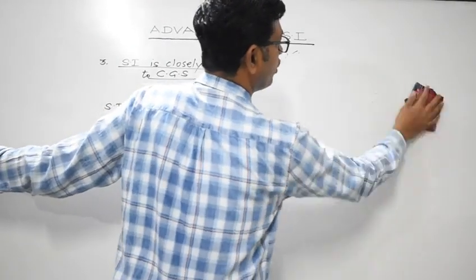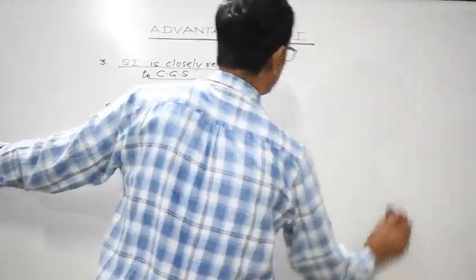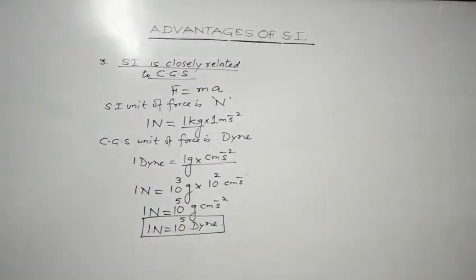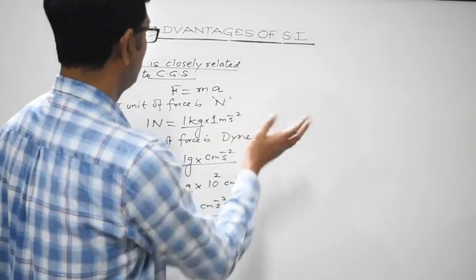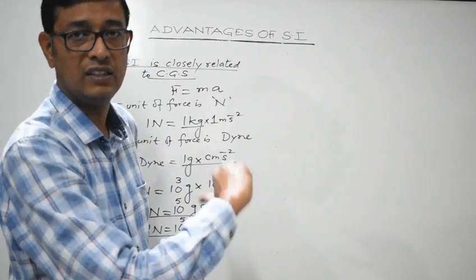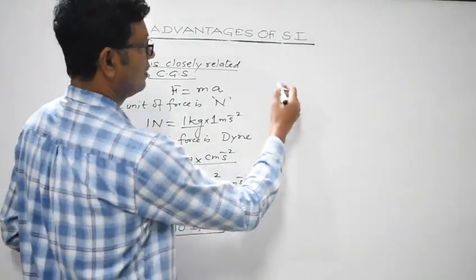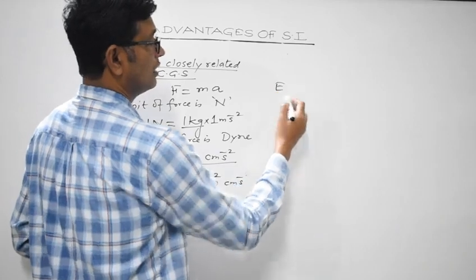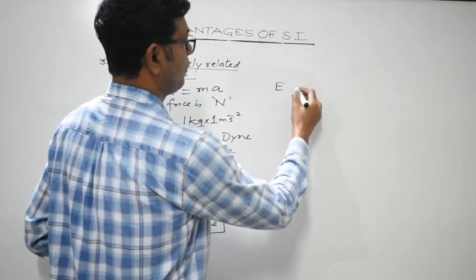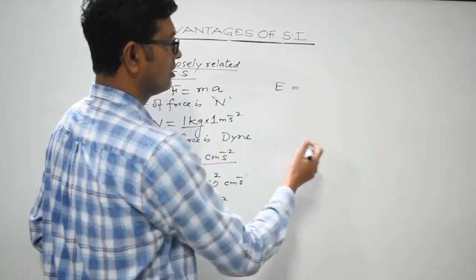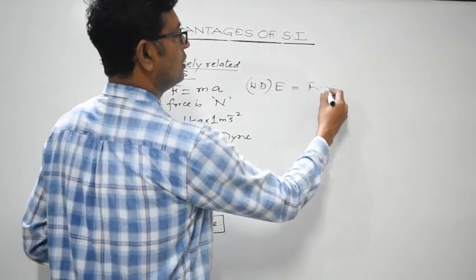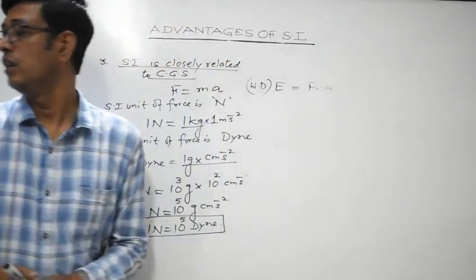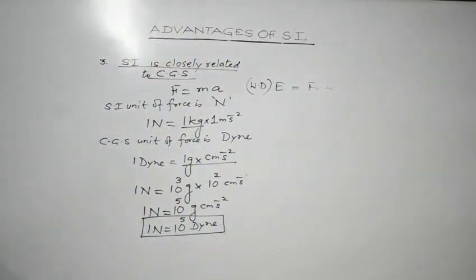I mean, SI unit of energy is joule, while CGS unit is erg. So we can easily get the relationship between joule and erg. So again, it's very easy to convert SI into CGS and vice versa. So let's deal with that. Now energy, or rather work, it is force into distance, or rather work done. It is force into distance, or any formula you can use.